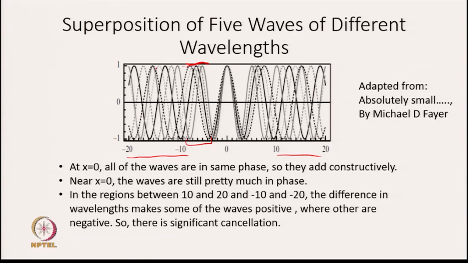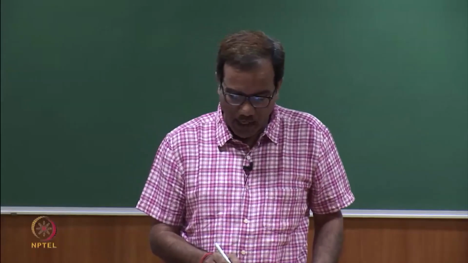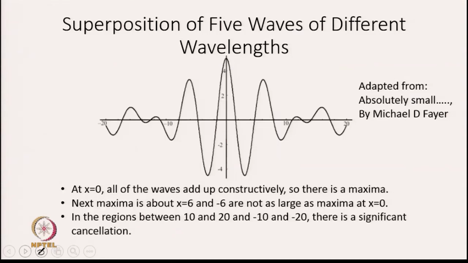So, some of the waves are positive, while some of them are negative. So, there is a significant cancellation. So, if we take the combined wave, it will look like this.